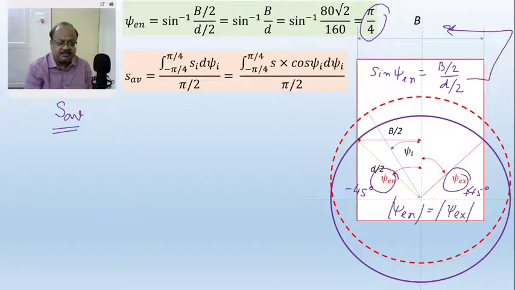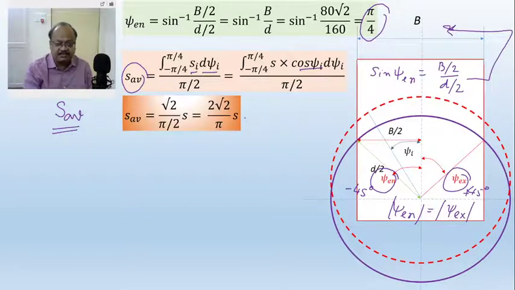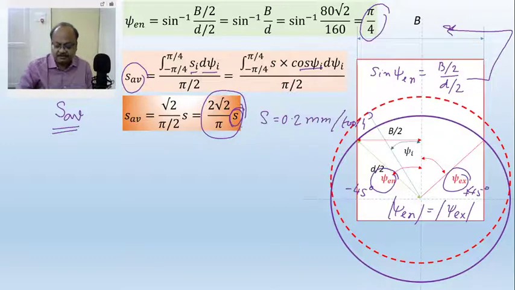Then the average feed is calculated as the integral of S cos psi d psi between -pi by 4 to +pi by 4, which is nothing but cos psi. If you numerically estimate, this becomes 2√2 by pi into S, where S is 0.2 millimeter per tooth. It is not per second, it is feed.